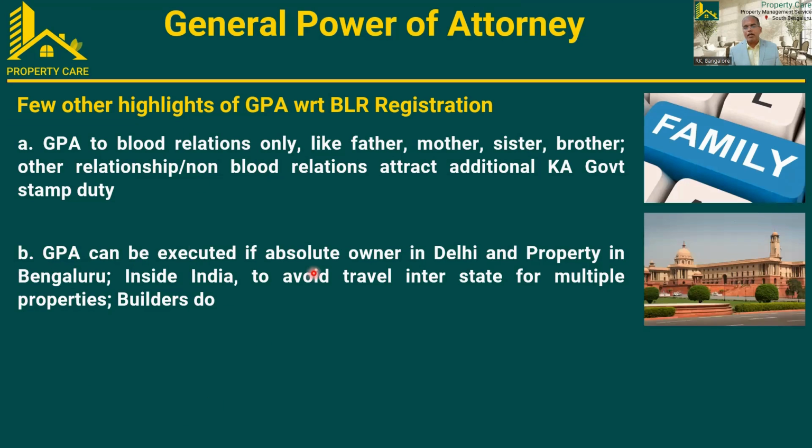A GPA can also be executed inside India, suppose the owner lives in Delhi and the property is in Bangalore. So they don't need to travel from one city to another for every transaction. Mostly builders do this. They do joint development projects, so they have a 50% share. In JD, usually there are a large number of projects and hundreds of registrations, so they don't need to travel from there to here. They give another person here who executes the document on behalf of the person who sits in Delhi. So that is also possible.